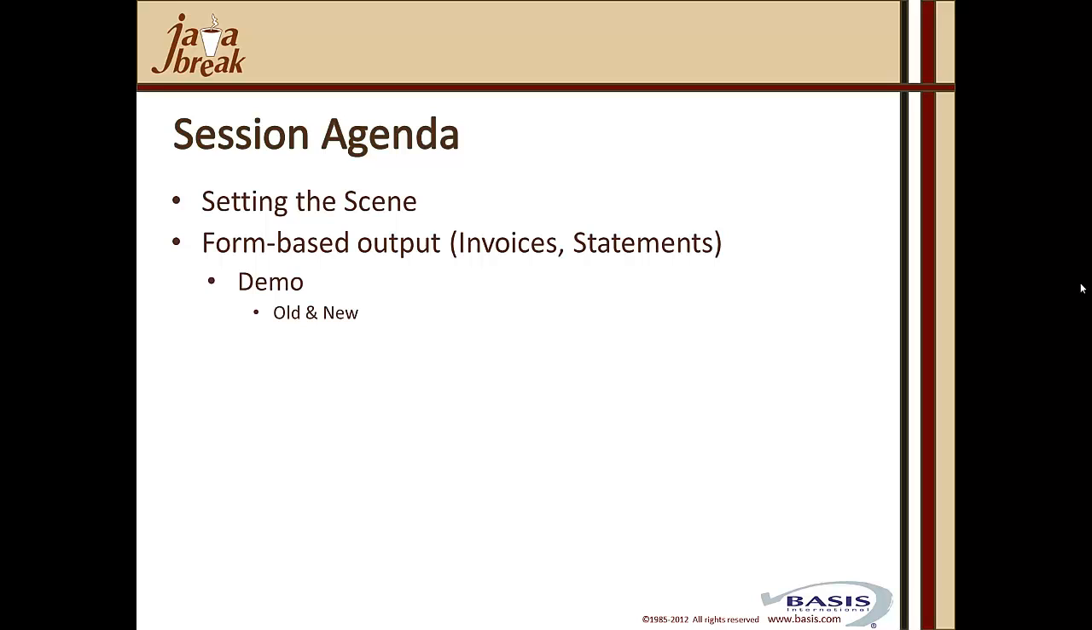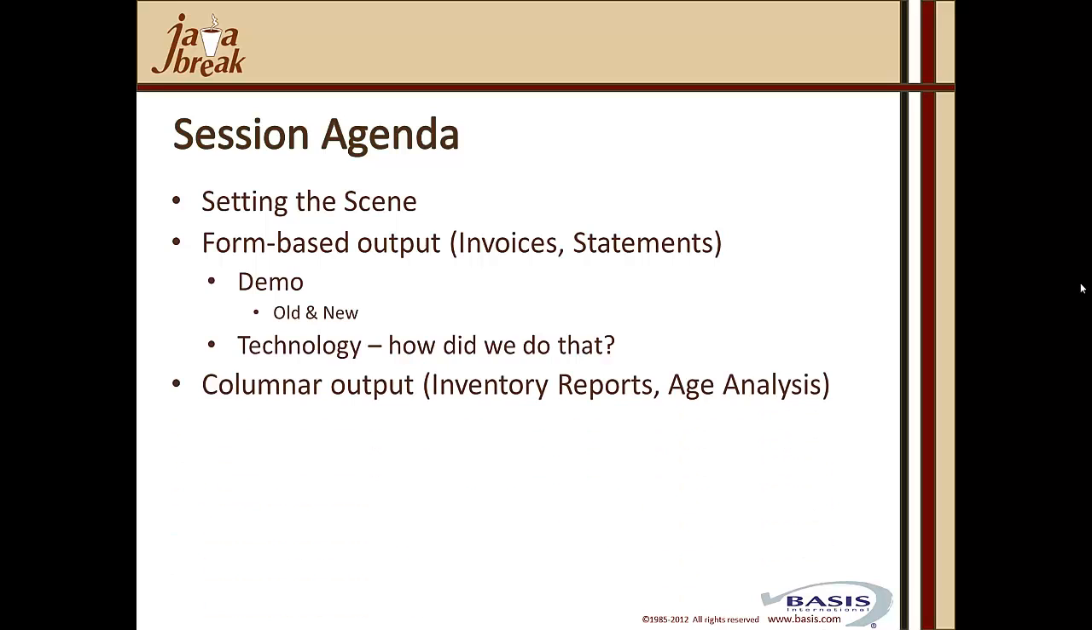We'll have a look at a demonstration of some old and new formats. And then we'll talk about the underlying technology. How did we do that? And then we'll move on to the very much more common columnar output type reports, inventory reports, and for example, age analysis. And we'll look specifically at our example today of an AR age analysis. We'll have a demonstration of the old format and then the new. And then we'll look again at the technology. We'll look at some sample source code to show you how we did that.